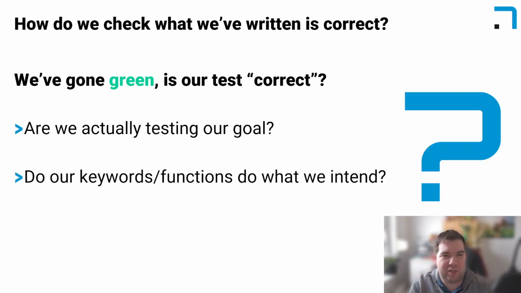Then, do our keywords and functions do what we intend? It can be quite easy to write a keyword with a single goal in mind. And as you're writing it, you think, I should look for this case, I should check out for this case, and then you get a keyword at the end that actually isn't what you intended. It isn't where you started from. It may accomplish it in some way, but maybe it actually isn't what you want to do.